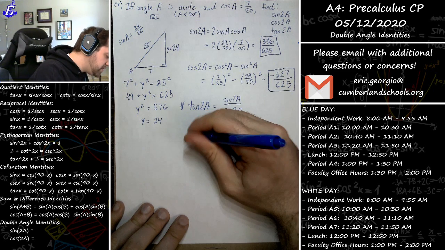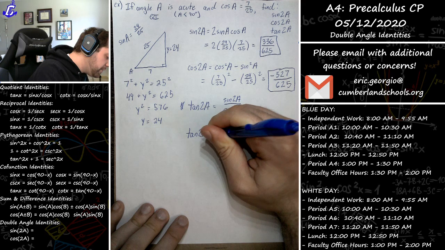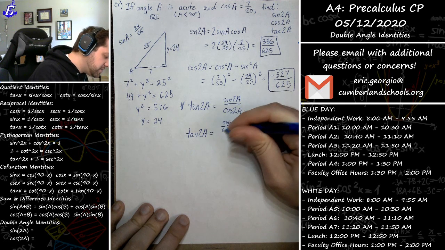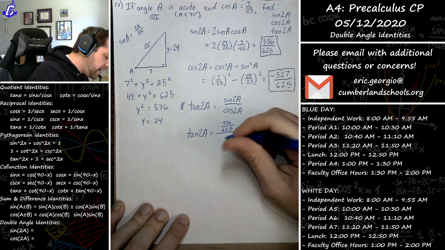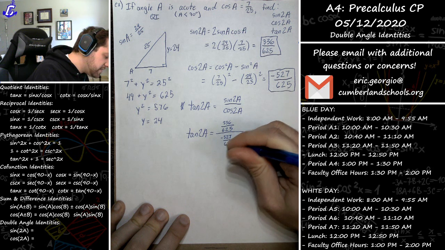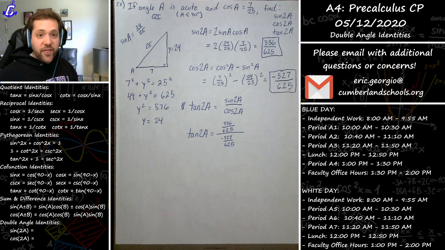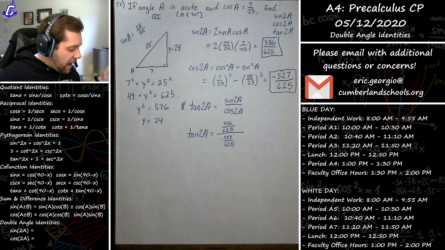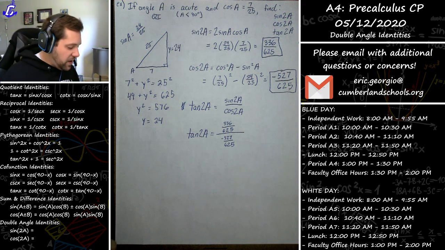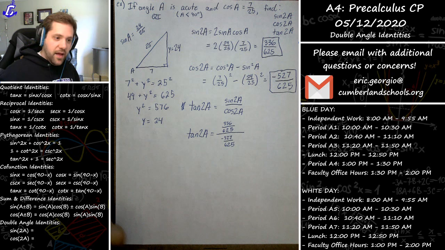I can say that the tangent of 2A is the sine of 2A, 336 over 625, divided by the cosine of 2A, negative 527 over 625. And I know that when I write that, I can already see everyone being like, are you serious right now? Look at that fraction. Look at how hideous that is. The tears are already welling up. But we don't panic. How do you divide by a fraction? Very simple. You multiply by the reciprocal.